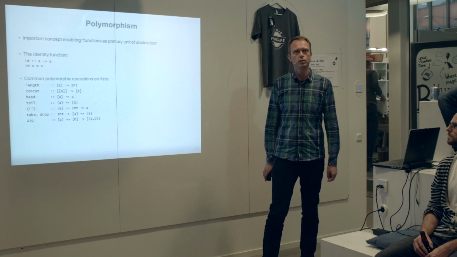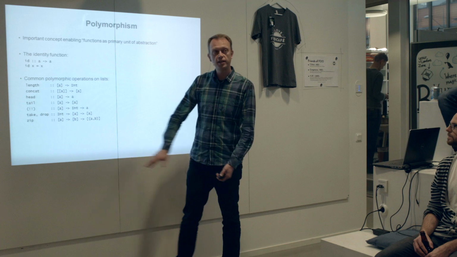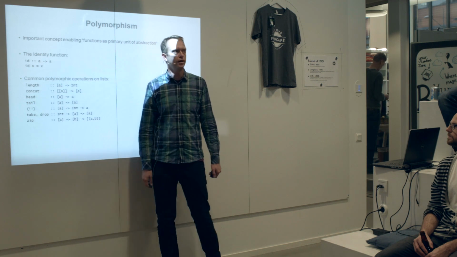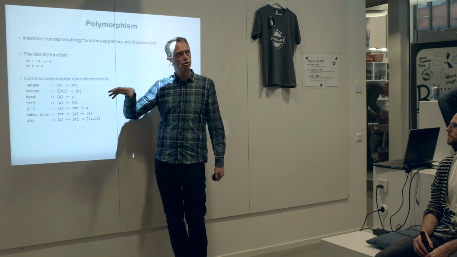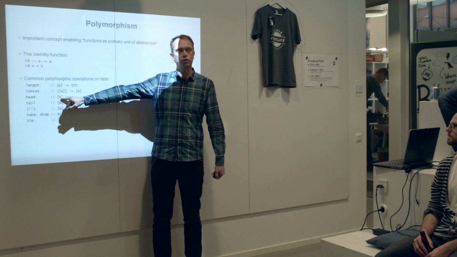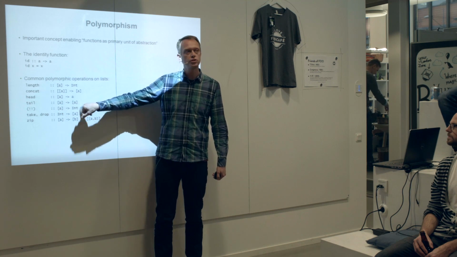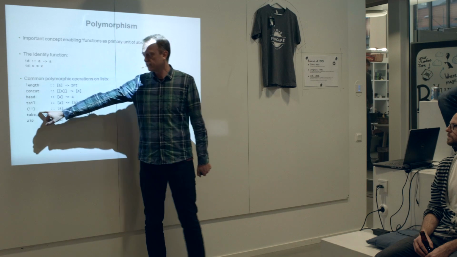And Haskell provides a lot of these polymorphic functions that work on any types. So here are some of the functions you will find on lists. So the length, as we already saw, is predefined, so you can just use them out of the box. Concat takes a list of lists, merges them into one. Head returns the first element of the list. Tail returns all but the first elements of the list.